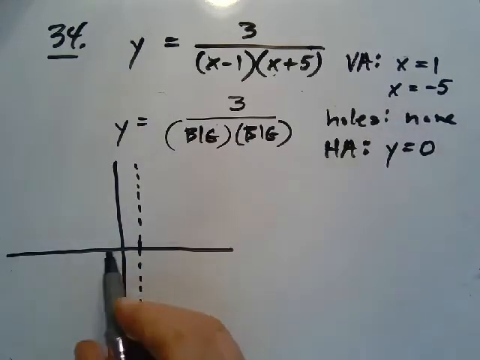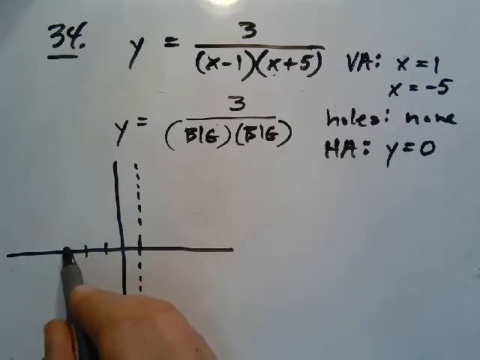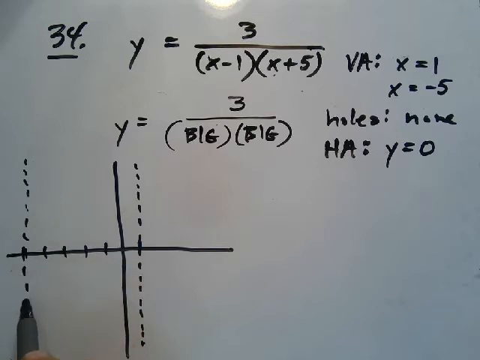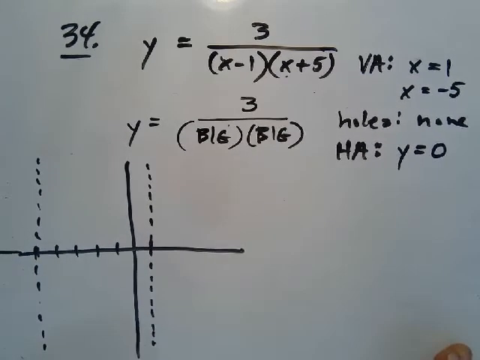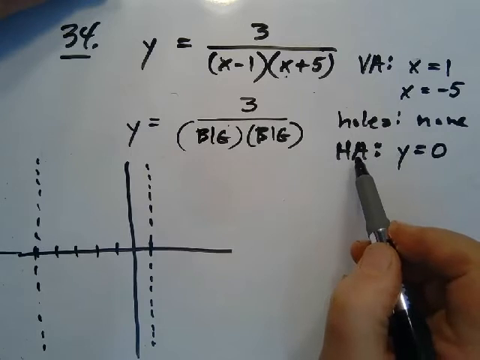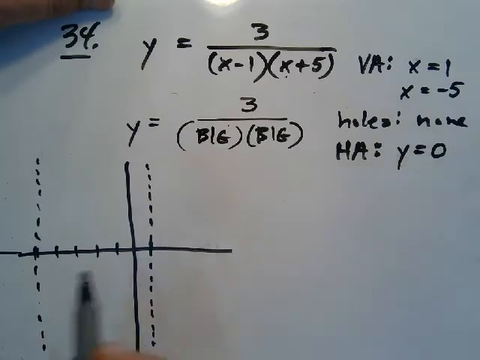I have a vertical asymptote at -5. 1, 2, 3, 4, -5. Kind of almost off the page here. Move it over just a little bit. And we've got a horizontal asymptote right at 0.